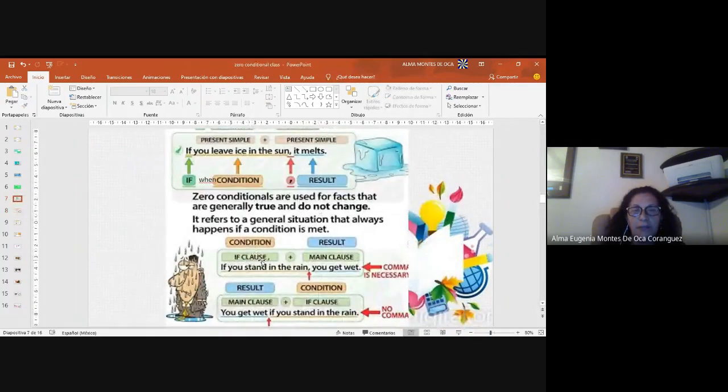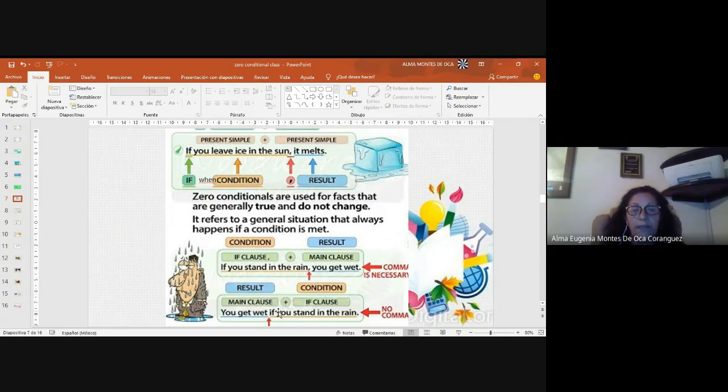Condition, if clauses, comma, plus main clauses. Condition and result. If you stand in the rain, you get wet. The comma is necessary, as you can see. If you stand in the rain, comma, you get wet. Okay? When you use the result first and the condition second, it is the main clause plus the if clause.